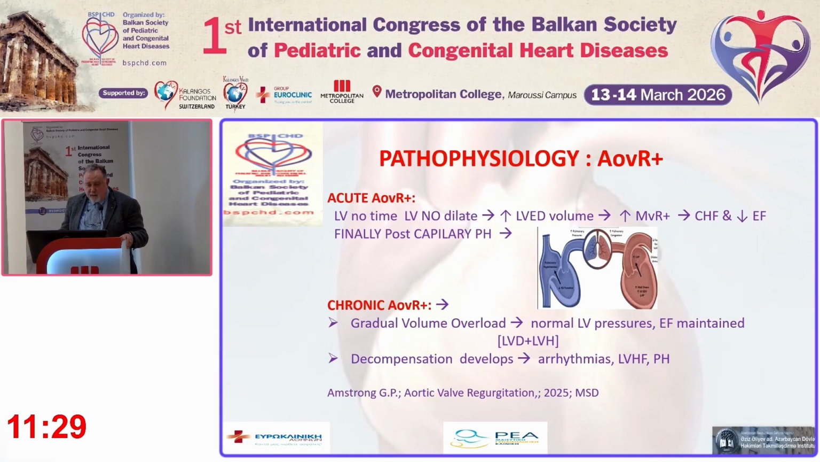And in chronic aortic valve regurgitation, we have a gradual volume overload, normal left ventricle pressures, and a normal ejection fraction is maintained for quite enough years. But this will bring a condition where we will have left ventricular dilation and left ventricular hypertrophy. And when this decompensates, we will have arrhythmias, heart failure, and pulmonary hypertension.